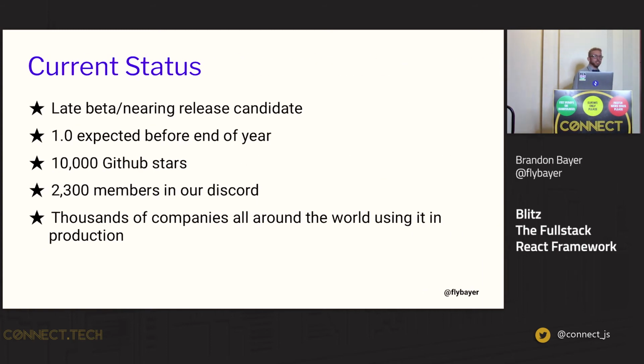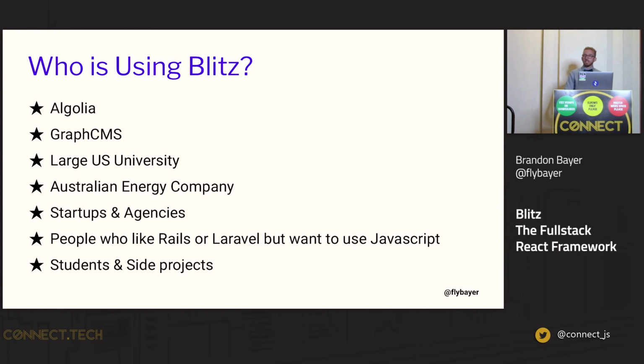All right, so where are we? We are late beta, nearing release candidate stage for Blitz. We're expecting 1.0 by end of the year, or at least a release candidate. And we're now to 10,000 GitHub stars after only a year and a half of existence and over 2,300 members in our Discord. And thousands of companies all around the world are using us in production, even pre-1.0. So that's very cool. Companies like Algolia and GraphCMS are using Blitz. A lot of startups are choosing Blitz for the iteration speed because they can just build features so fast without REST or GraphQL slowing them down.